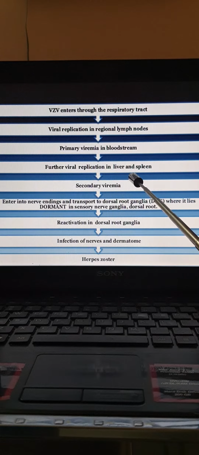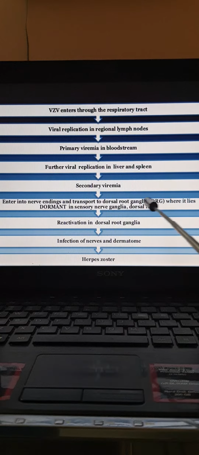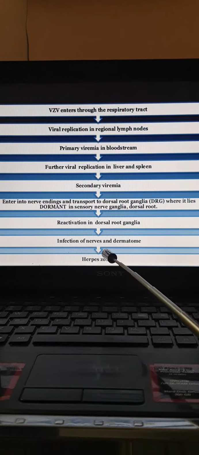Again, it enters the bloodstream, causing secondary viremia. And from here, it enters the nerve endings and is transported to the dorsal root ganglia, where it lies dormant in sensory nerve ganglia. The reactivation of this varicella zoster virus, which is latent in the dorsal root ganglia, takes place, and this causes infection of the nerves and dermatome, leading to herpes zoster.